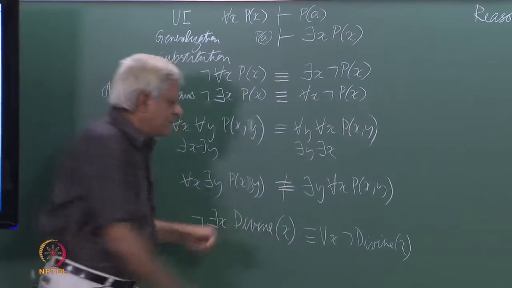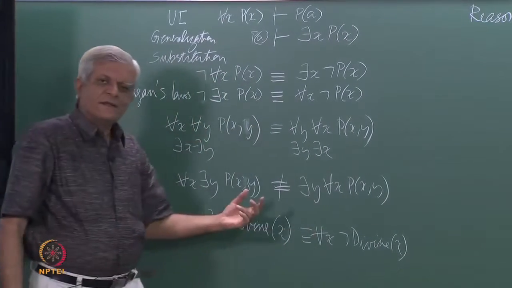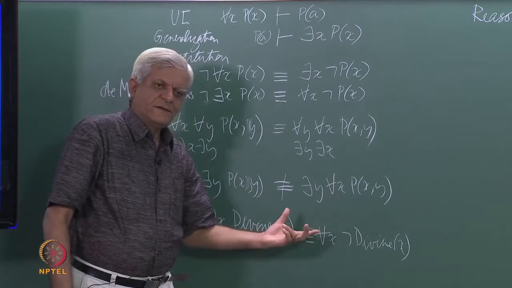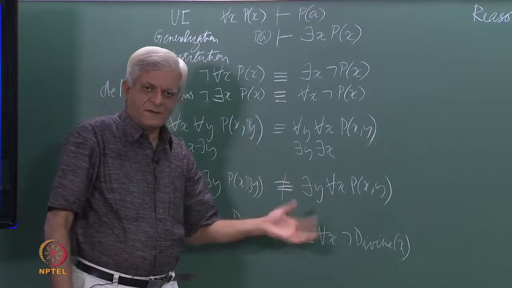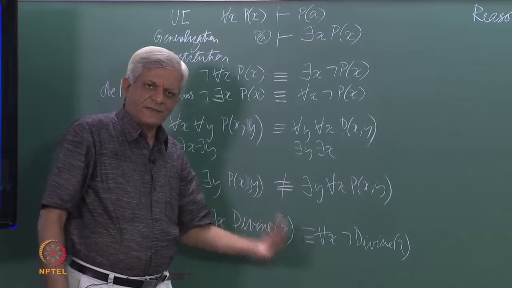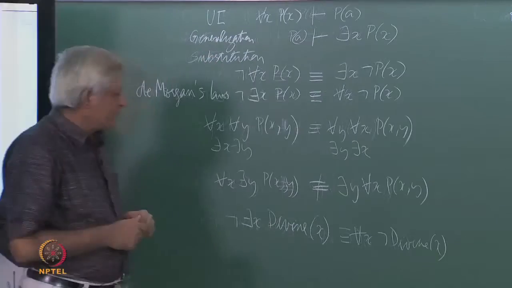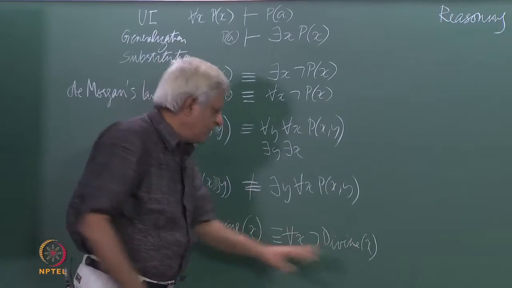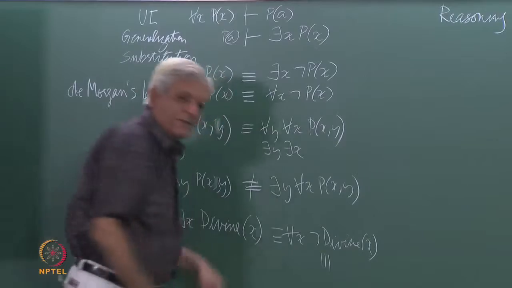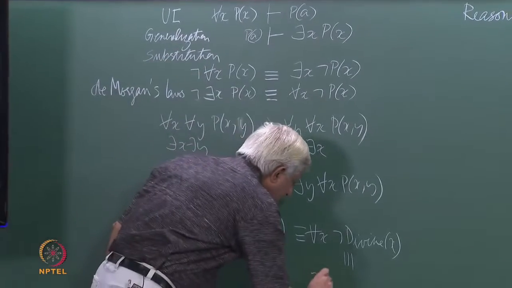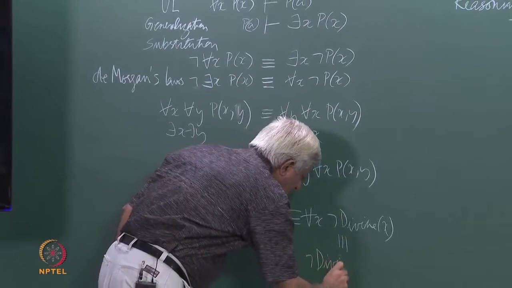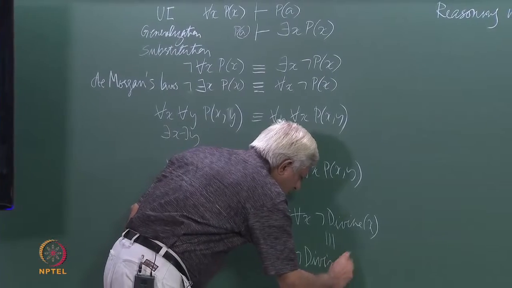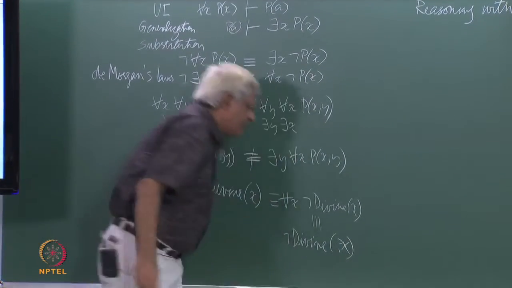So, we are saying that everyone is not divine, which is like saying that no one is divine essentially. So, this is a universally quantified variable. So, we can replace it, if you want to put it in implicit quantifier form, by saying not divine X, by putting a question mark.